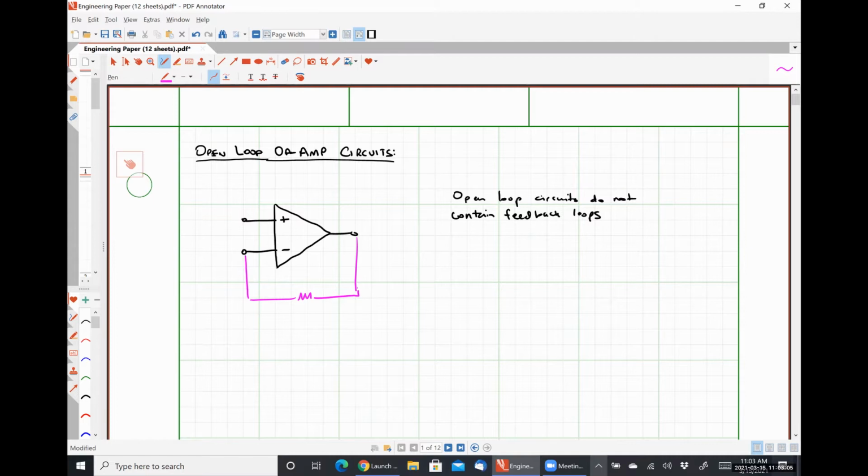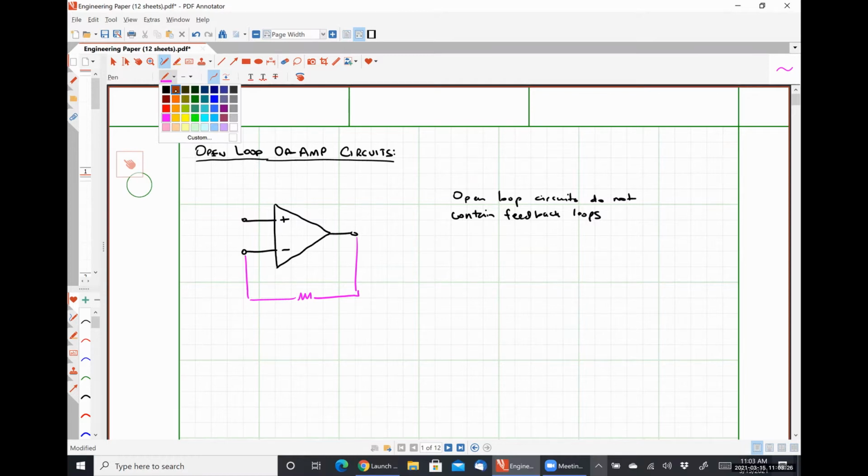In Wednesday's class, we're going to talk about positive feedback circuits, where we'll have a feedback loop where a resistor or something else will be placed between the output pin and the positive or non-inverting input. So today, we're going to deal only with open loop op-amp circuits.